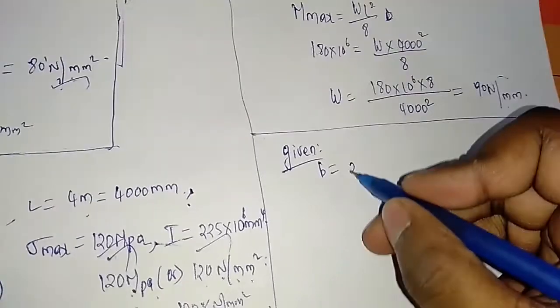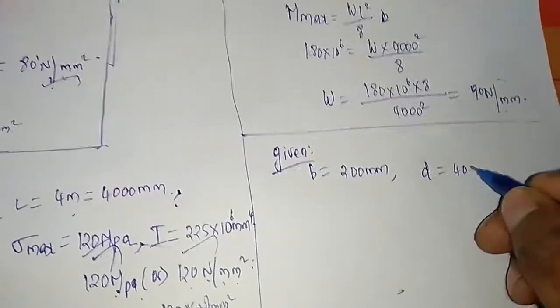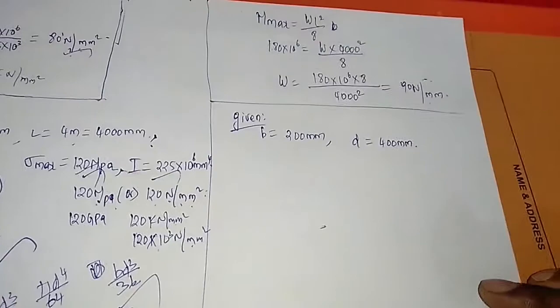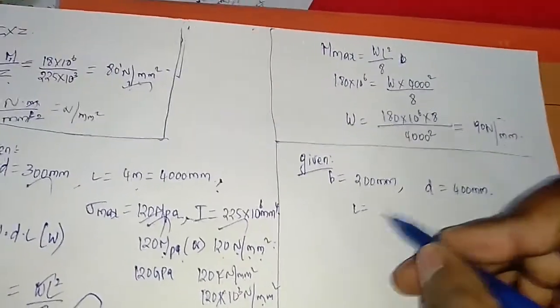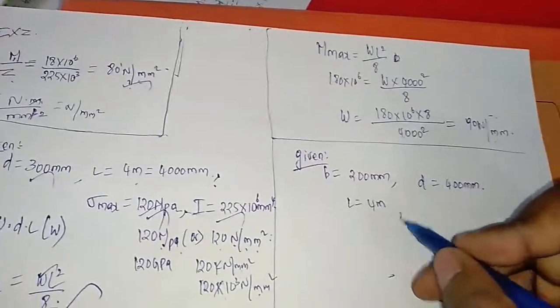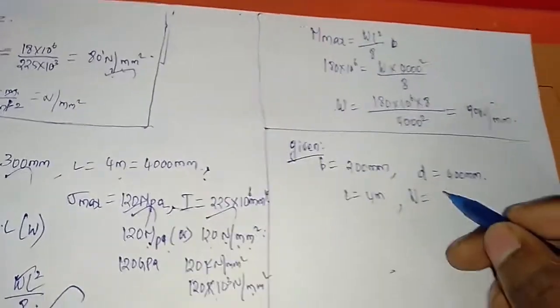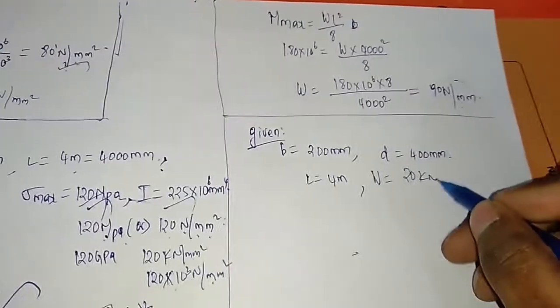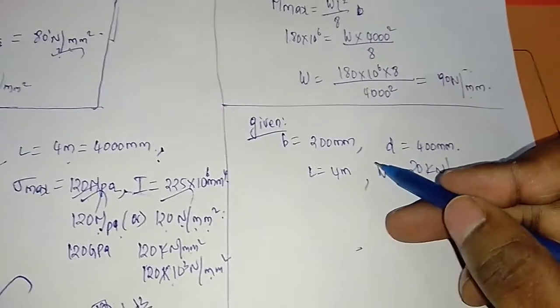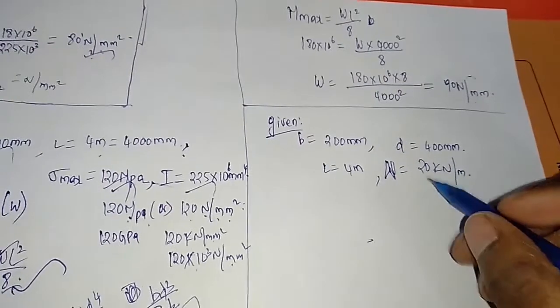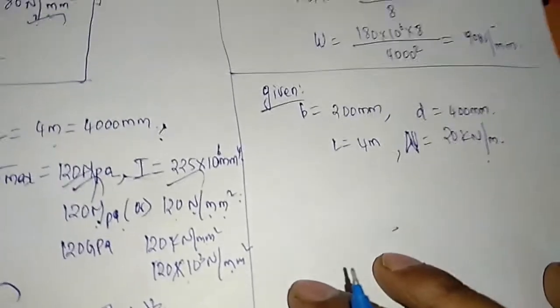B is given, that is how much? 200 mm. D is nothing but 400 mm. And your span is equal to 4 meter, and your load is given, UDL, W is equal to 20 kilonewton per meter. All these things are given. So this is your given data.